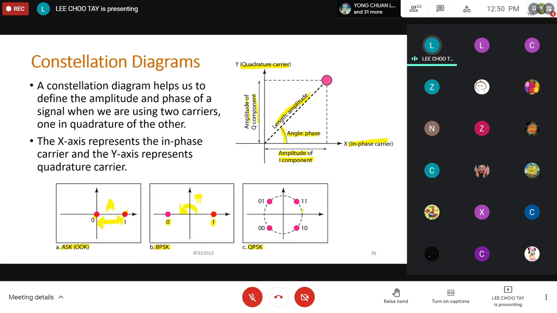And then for QPSK, we divide 360 into 4, right? Because we need 4 different phase angles for the carrier. And this is just an example. In this case, binary 00 is sent with the carrier of this amplitude. Wait, let me draw.